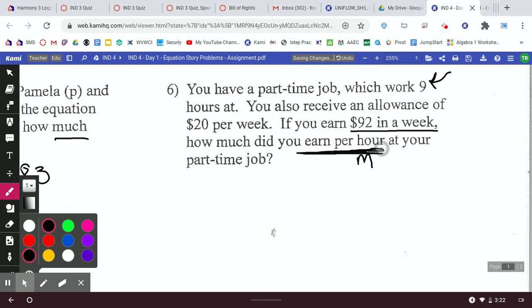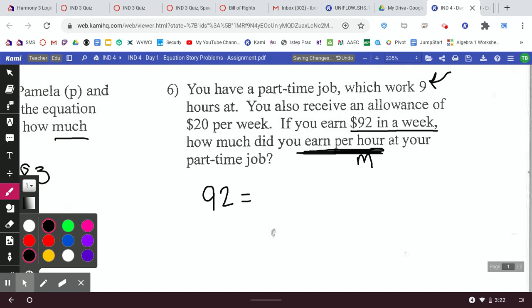That's why I'm using M, what I earn per hour at my part-time job. So how would we set this up? Well, this time, instead of using a T for total, we know the total. The total is $92. We were told that in the problem. So we've got $92 that we earned.